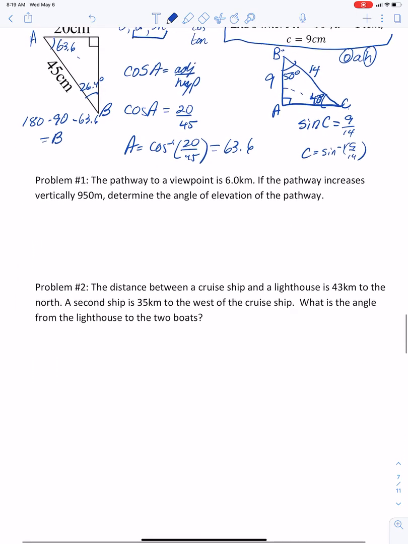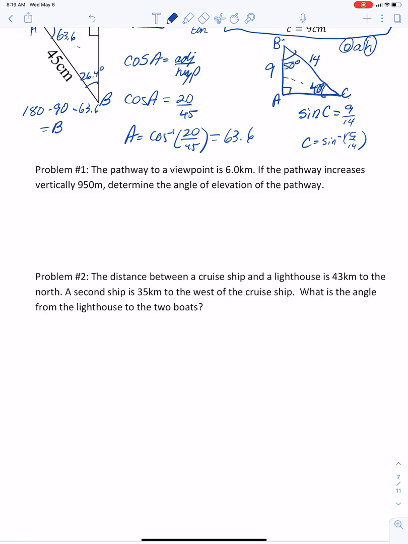And now we have two problems to look at here, which are going to use either sine or cosine. It says that the pathway to a viewpoint is 6 kilometers. If the pathway increases vertically 950 meters, determine the angle of elevation. So let's assume that this is just something like that, right? Here's the pathway where you're walking along here. That is 6.0 kilometers. The hypotenuse, right? And the pathway increases 950 meters. Well, I need to be using the same unit, so I'm going to call this 0.95 kilometers.